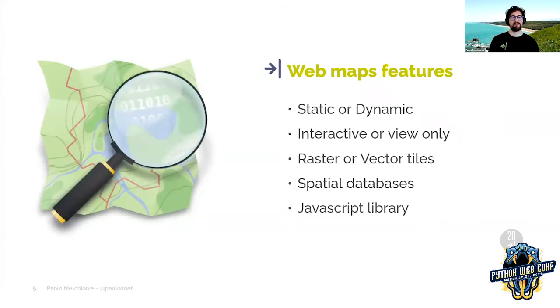A web map has many features. It can be static or dynamic. You can interact with it, or you can only view it. The map can use raster or vector tiles to represent the surface. Usually, the data is stored in a spatial database, and a web map will use a JavaScript library to show data on your web page.